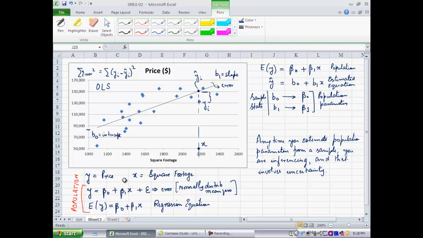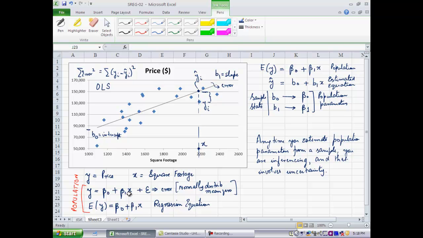So first of all, we have two variables here. The dependent variable price we represent by the letter y. The independent variable square footage we represent by the letter x. And the first relationship we hypothesize is y equals beta 0 plus beta 1 x plus epsilon. Now if you forget about the epsilon for just a second, you can see that y = beta 0 + beta 1 x is the equation of a straight line.